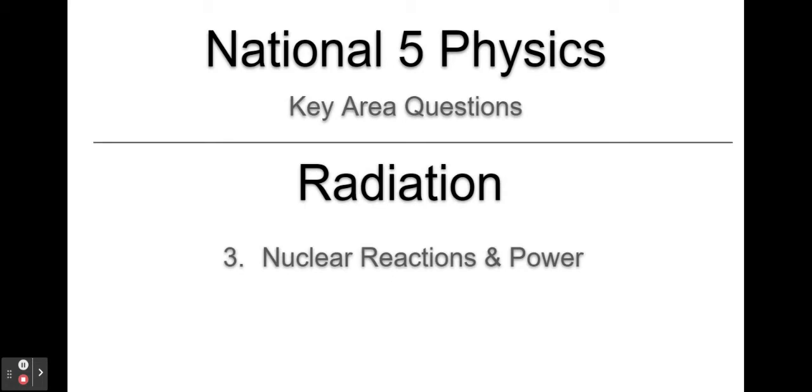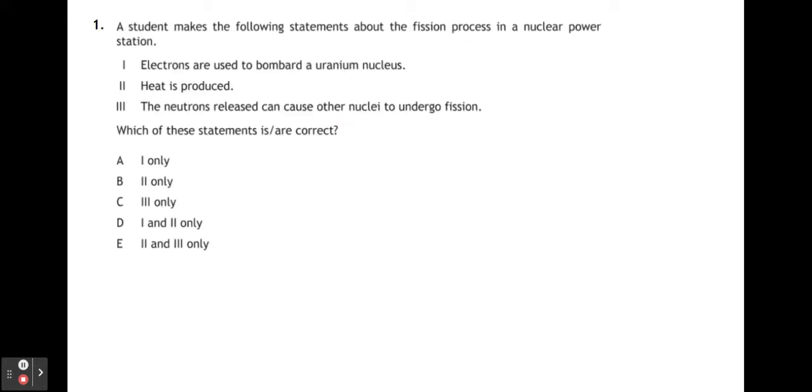Hello there. Today, let's have a look at some past paper questions from the third part of the radiation unit in National 5 Physics, nuclear reactions and nuclear power. So, question number 1. A student makes the following statements about the fission process in a nuclear power station.